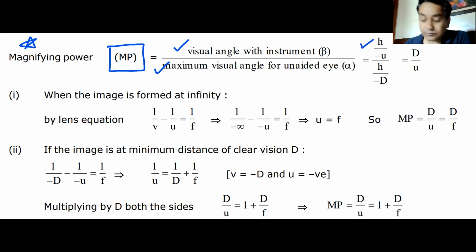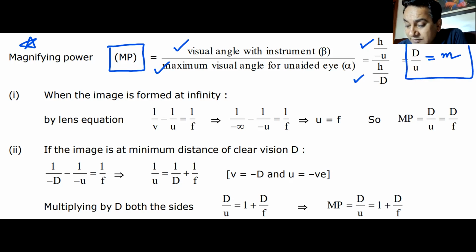Beta is h by u. With sign convention, it becomes h by minus u. Alpha is h by d. With sign convention, it becomes h by minus d. When you divide these two things, this is the magnifying power, or small m, for a simple microscope. The formula is simply d by u. Do we understand this? The formula for magnifying power of a simple microscope, which is a convex lens, is d by u.